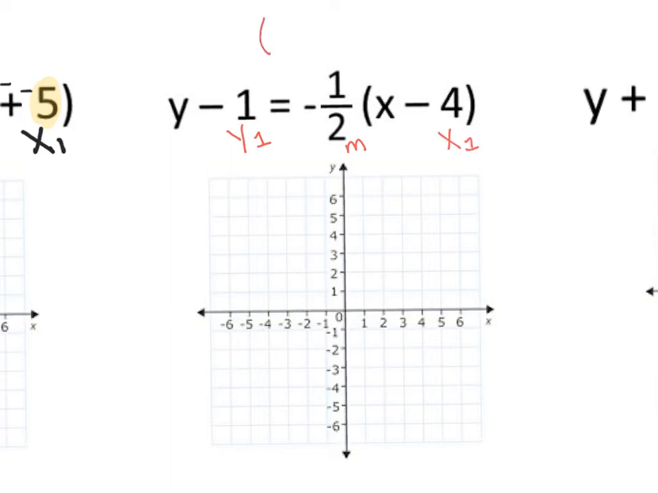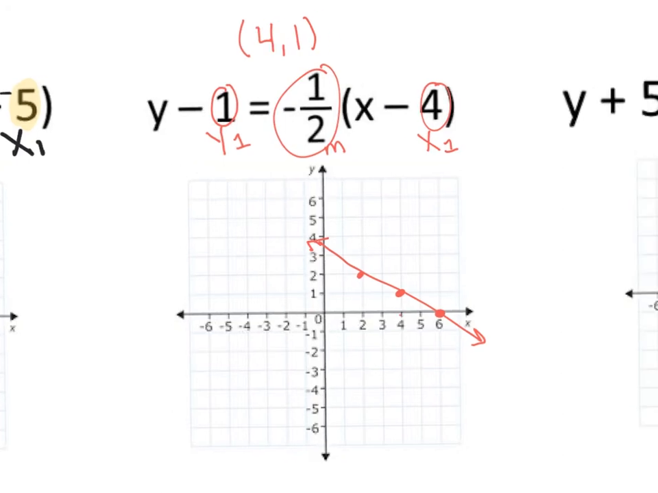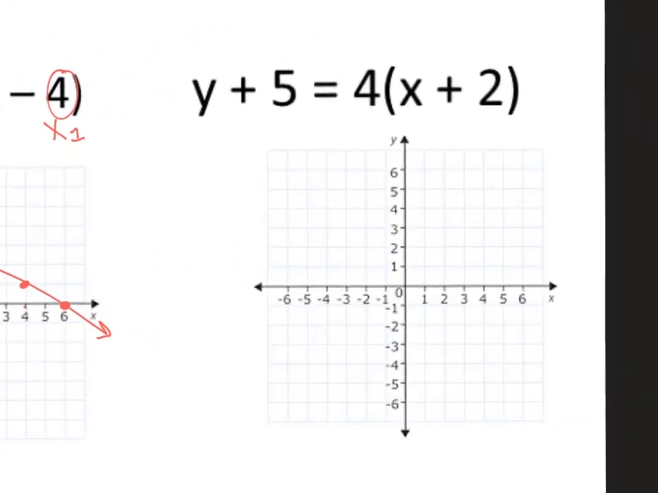Our point is xy. We've got 4, 1, because we have x, y. And then our slope is right here, negative 1/2. We plot the point, 4, 1, so we go over 4 and up 1, that's our point. And then our slope, we go down 1 and over 2. We connect them. Connect the dots. We just have to find our pieces. This last one you can pause and try it and then see if you get it.